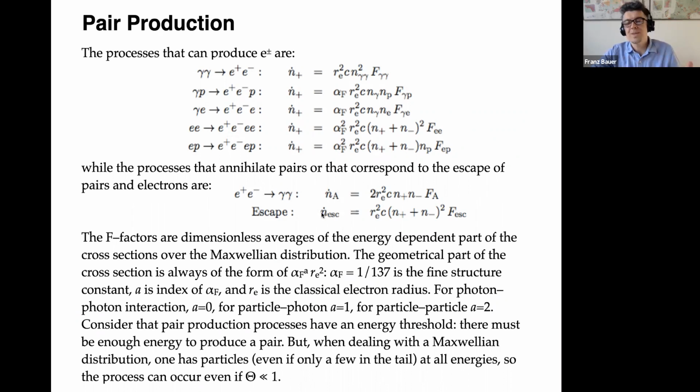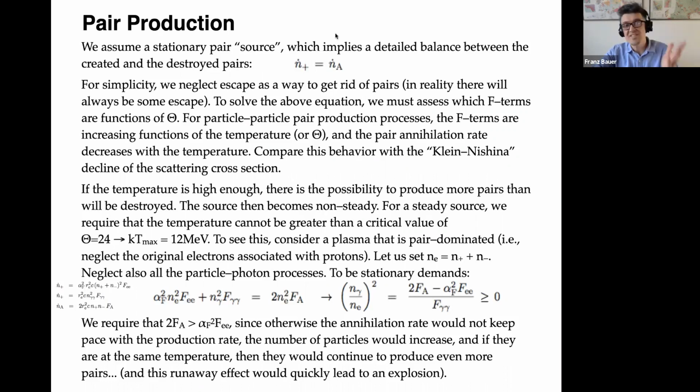At the moment, if we're assuming that the system is closed, we don't have to care about the escape. But in reality, some particles will escape. So we might want to put an escape component here as well. But just in simple terms, we just want a balance here, right? And so we can solve this equation by adding all these things up and plugging in the various F terms. And what we can kind of notice here is that for the particle-particle pair production processes, the F terms end up being increasing functions of the temperature for the most part. And the pair annihilation rate is a decreasing function of temperature.